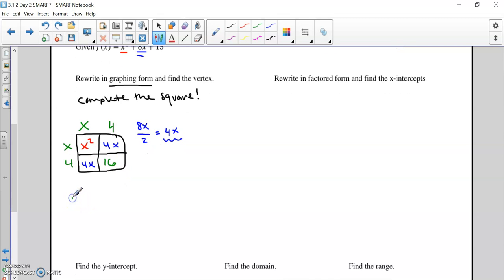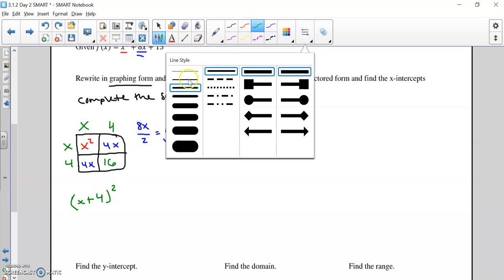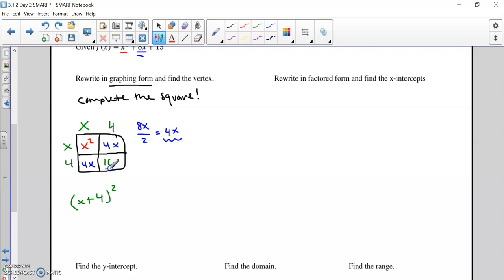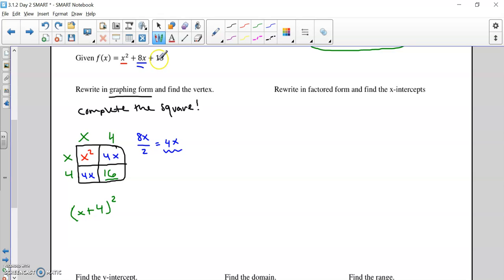And that means that our answer is going to be x plus 4 squared, and I got that from this outside portion. And then we need to be mindful of the fact that here we have a 16, and what we wanted was a 15. Okay, so to get from 16 to 15, we have to subtract 1. So we'll put that minus 1 on the end there, and we are done.